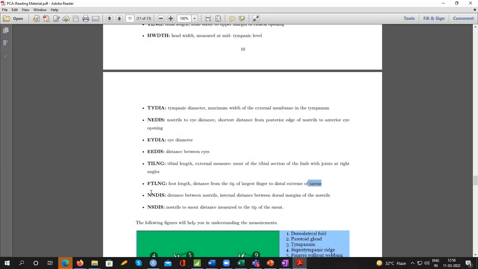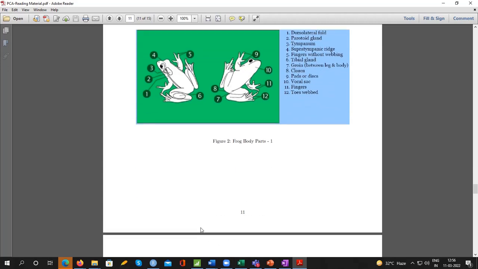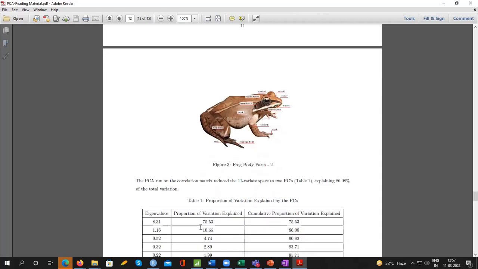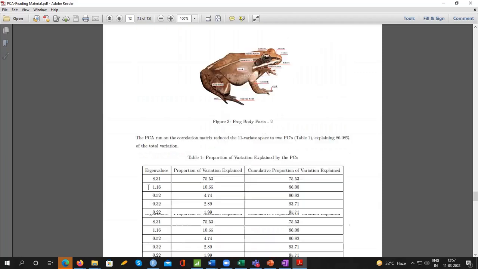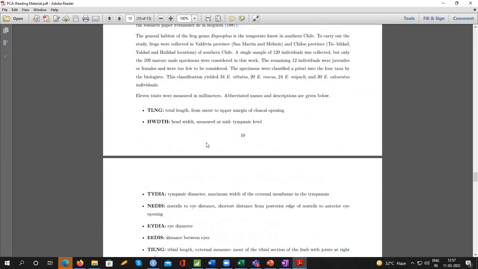Okay, so that's why I wanted to give this picture, because you should understand how much time they spend on this. Okay, so now there are 11, it seems. Either I have forgotten one or I counted wrong. Okay, so 11 traits were measured. Yeah, it is written here. 11 traits were measured in millimeters. So all the readings are in millimeters.